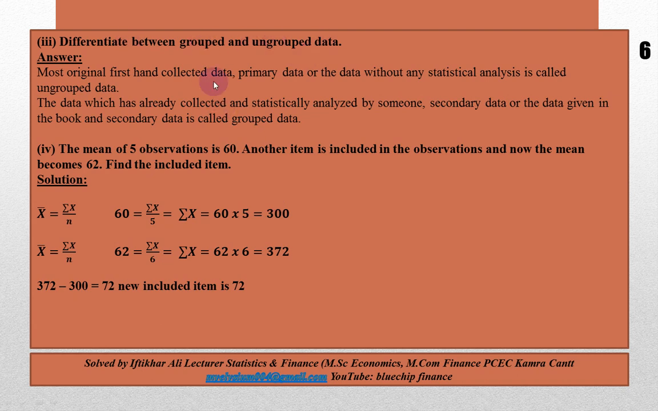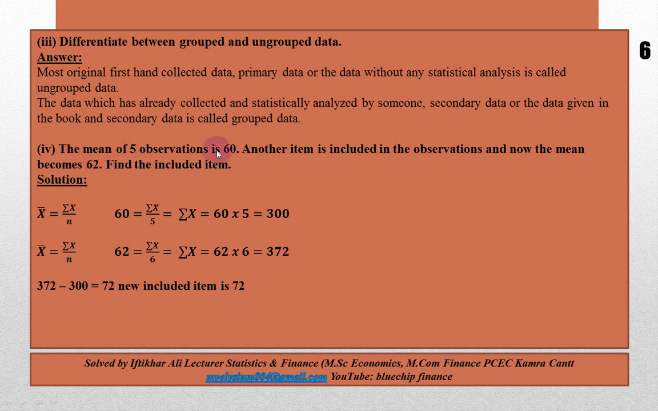First hand collected primary data is called ungrouped data, whereas the opposite of ungrouped data is called grouped data. Data which has already been collected and statistically analyzed by someone is called secondary data. Finally, we come to the fourth question that is related to the arithmetic mean.